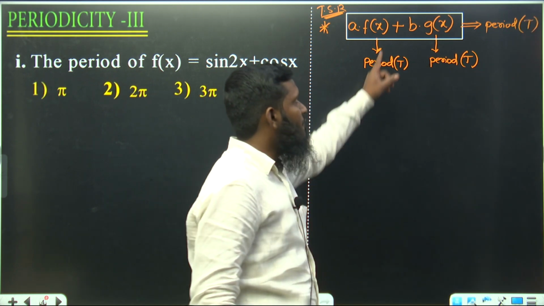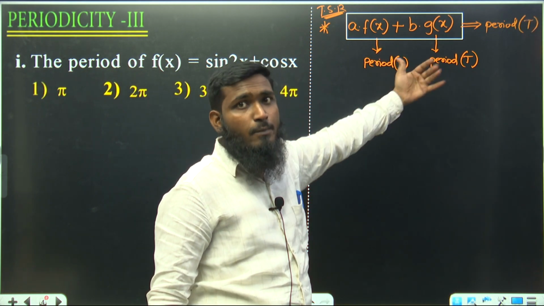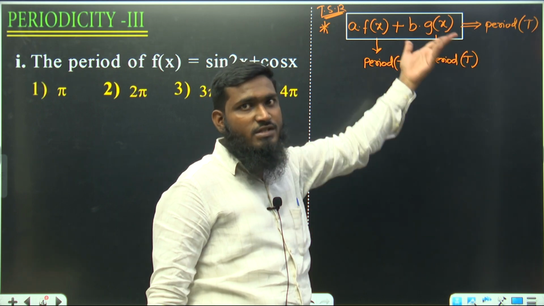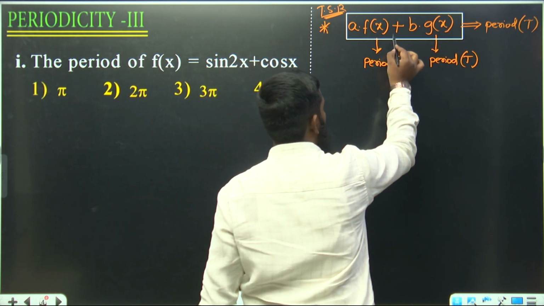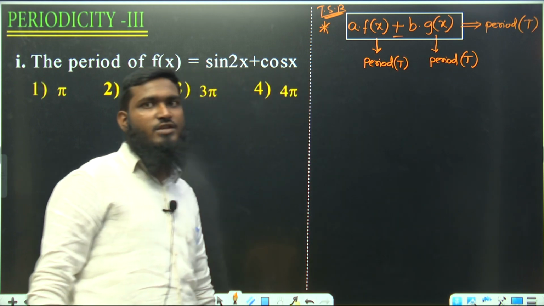T itself. If you are having a plus over there, don't do addition. T plus T is equal to 2T, T minus T is equal to 0. Don't do that addition and subtraction. So whenever we are having this type of condition, we are having this part.